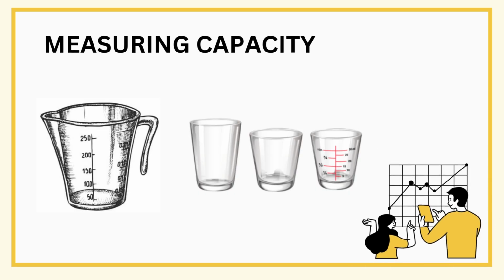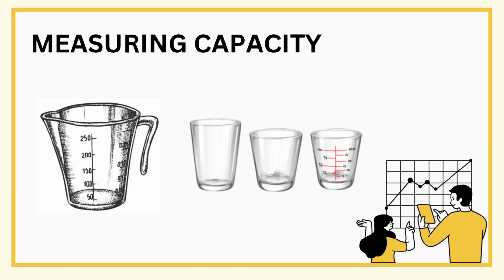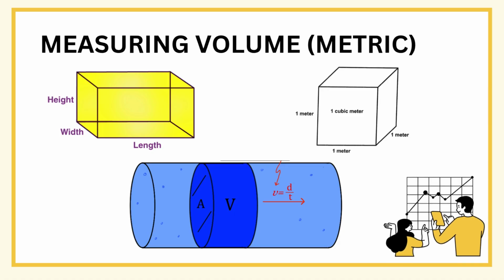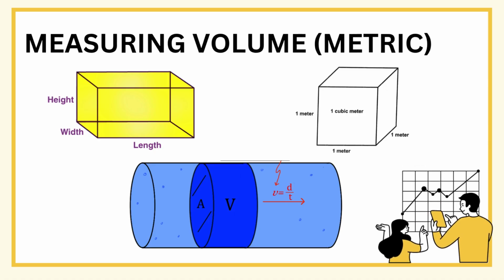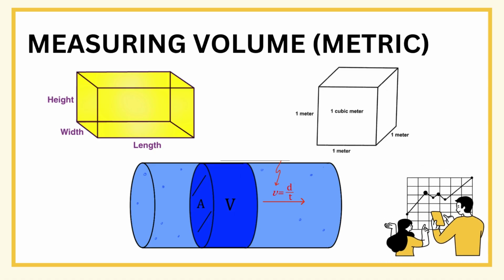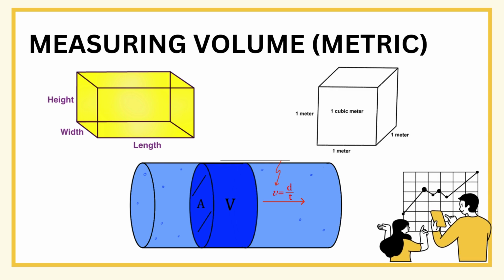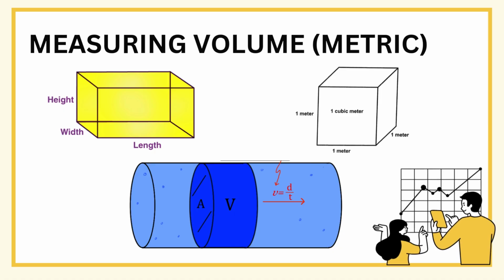Capacity tells how much liquid fits in a container. We use milliliters for small amounts of liquids and liters for large amounts of liquids. Volume is how much space a 3D object takes up. We measure it in cubic centimeters or cubic meters. If the dimension of the cube is in meters, then our unit should be in cubic meters, and if it is in centimeters, then our units will be in cubic centimeters. We will further discuss volume in future videos.